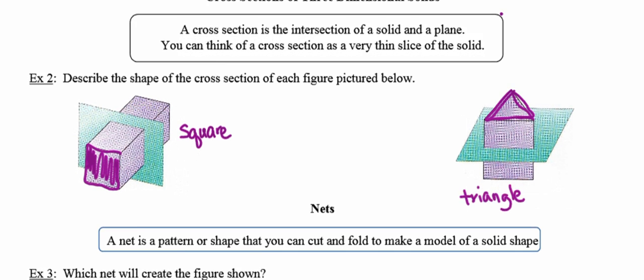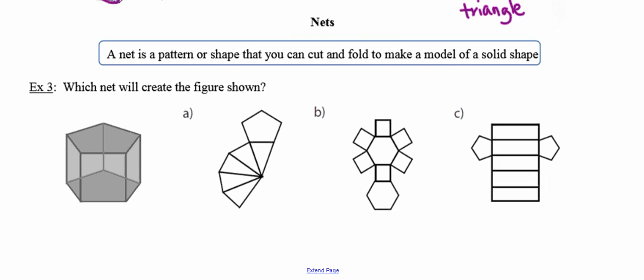All right, another vocabulary word that you're probably familiar with from your mathematical past is the net. A net is just a pattern or a shape that you can cut out and fold up in order to make into a model of a solid shape. Or in other words, what you would get if you laid all the faces of that solid shape down flat. So in example 3, they're asking us which net can we use to fold up and create the figure shown.